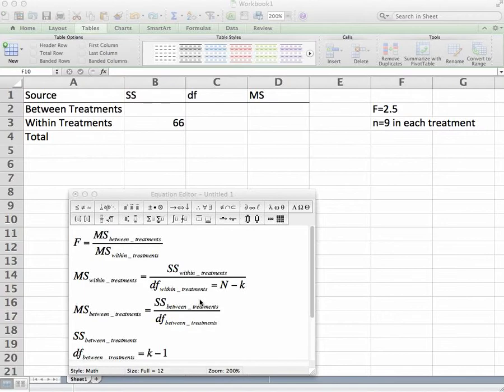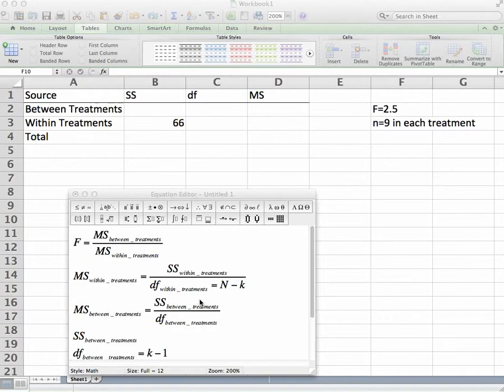So let's get started. This is a source table, an incomplete one, and a source table is something that you'll find a lot of times when you do an analysis of variance in, say, a computer program like SPSS, or if the computer's calculating your analysis of variance for you. It tells you the source of variability, and in the case of an independent groups analysis of variance, we've only got three total sources. So between treatments variability, within treatments variability, and total variability.